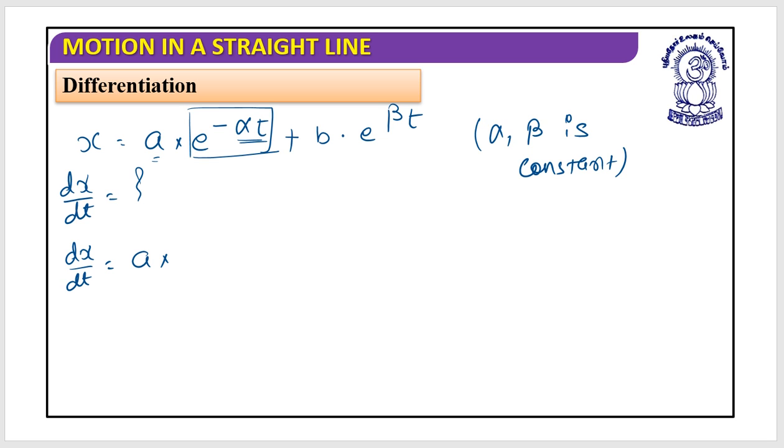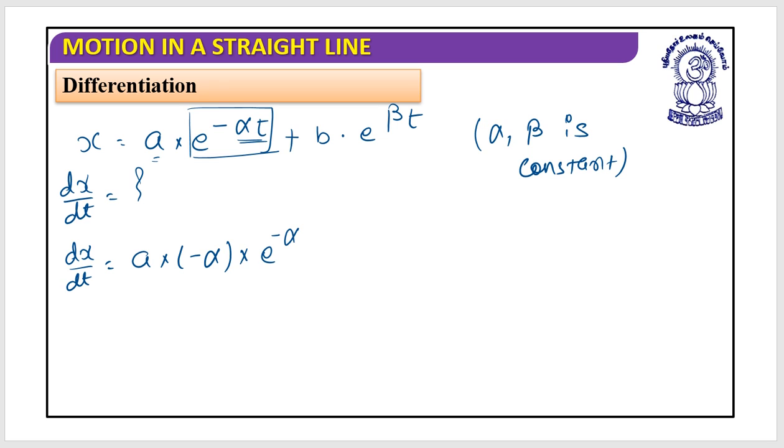So do a mind calculation. It is e to the power minus alpha t. What would d by dt of minus alpha t be? Yes, you are correct. It is minus alpha. Now you need to put it as it is.